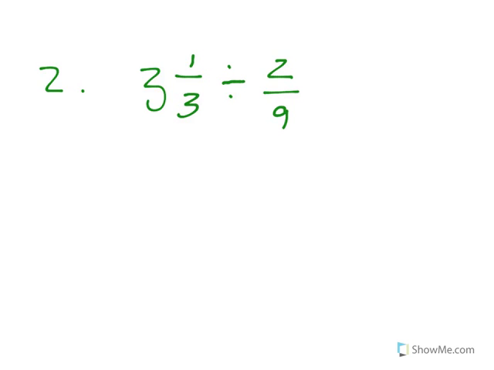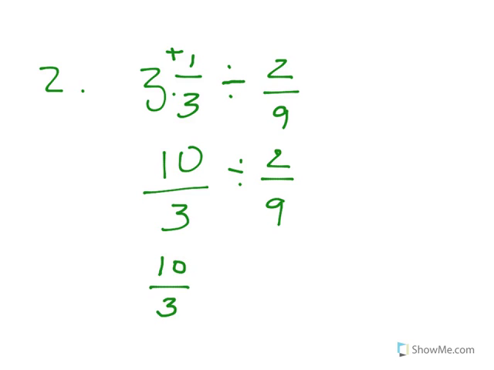So I'm going to say 3 times 3 is 9. 9 plus 1 is 10. So I'm going to change 3 1/3 into 10/3, just making it an improper fraction. And I'm just going to rewrite my problem. So now I can copy, dot, flip-flop in order to divide these fractions. So I'm just going to recopy 10/3. I'm going to change my division sign into a multiplication sign, and I'm going to flip-flop my last fraction. So instead of 2/9, I'm going to have 9/2.